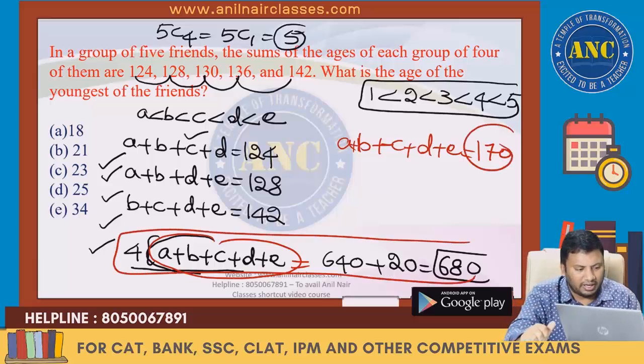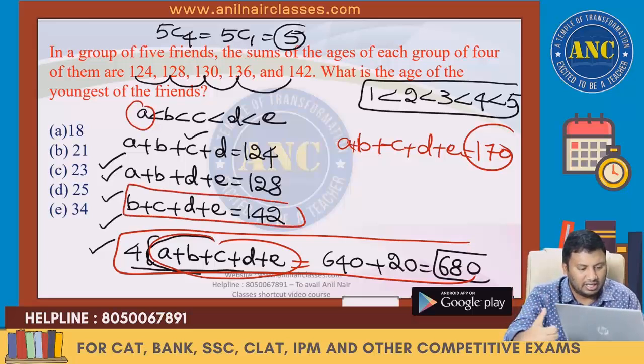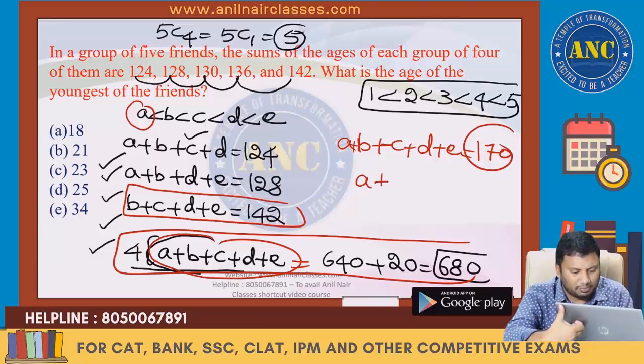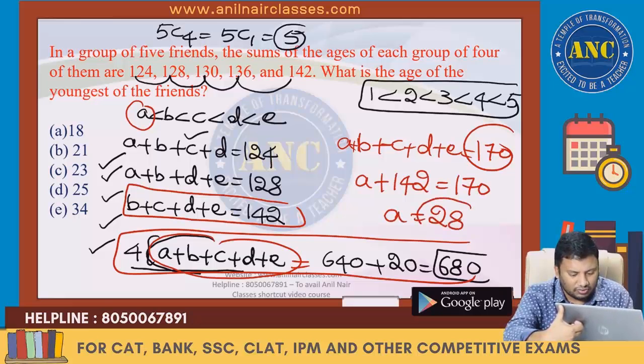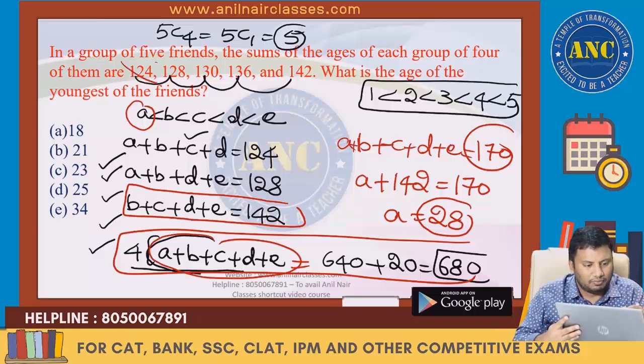Now I require A value. A is the youngest. A youngest means what is B plus C plus D plus E? B plus C plus D plus E is 142. 142 equivalent to 170. I got youngest as 28. Just check if I did any calculation. 4 into A plus B plus C plus D plus E.